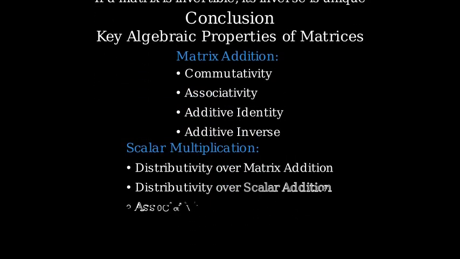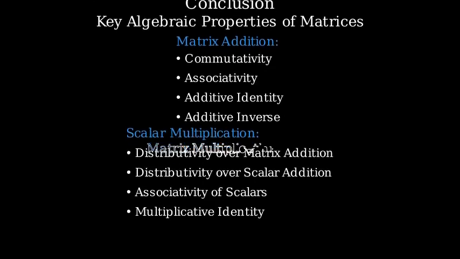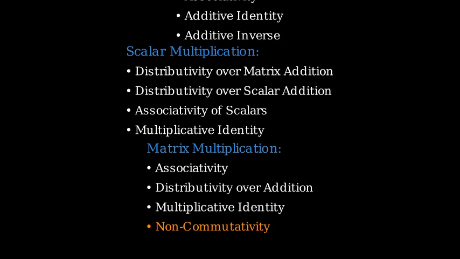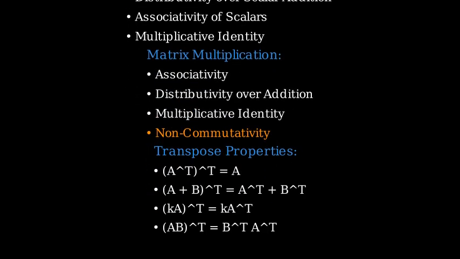For matrix multiplication, we have associativity, distributivity over addition, multiplicative identity, and most importantly, non-commutativity. For transposition, we have properties relating to double transposition, sums, scalar multiplication, and products. Understanding these properties is essential for working with matrices in linear algebra, computer graphics, machine learning, and many other fields.